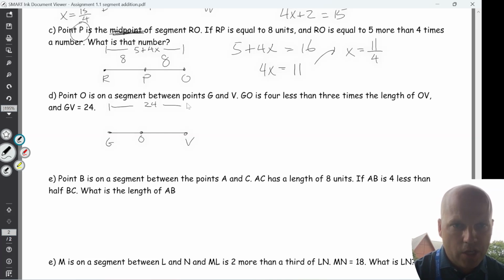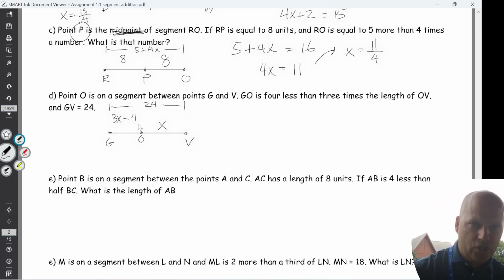Let's read that again. GO is 4 less than 3 times the length of OV. GV is 24. How do I set this up? Well, I can assign OV some length x, some number. I know GO is 4 less than 3 times the length of OV. So 3 times x minus 4 would be an expression for GO. OV is x, GO is 4 less than 3 times OV. Well, if OV is x, 3x minus 4 is GO.